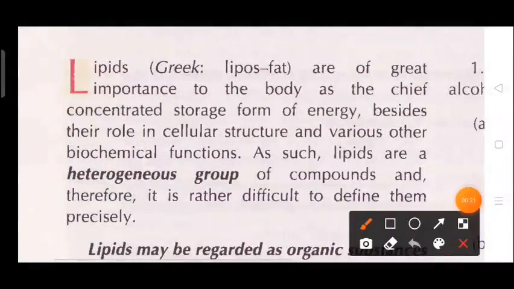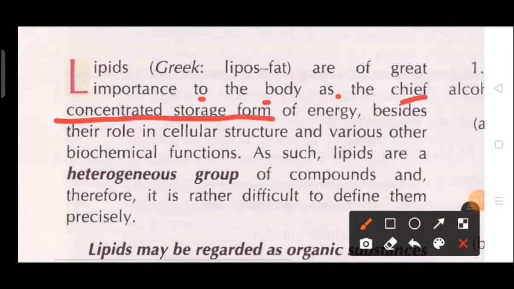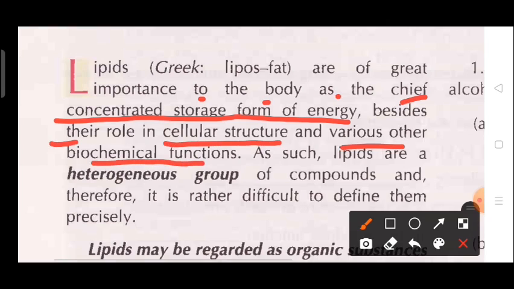Lipids are of great importance to the body as the chief concentrated storage form of energy. In animals, carbohydrate is stored as a storage form of energy, as well as lipid, but lipid gives more energy than carbohydrate. Besides this, lipids have a role in cellular structure and various other biochemical functions.